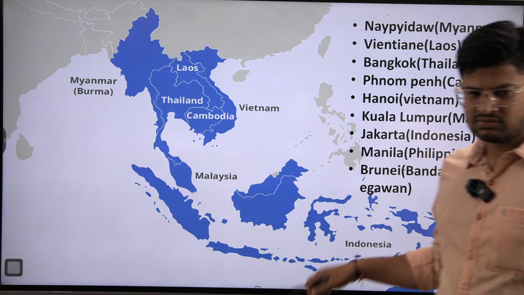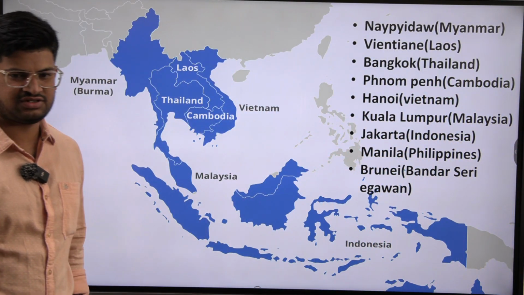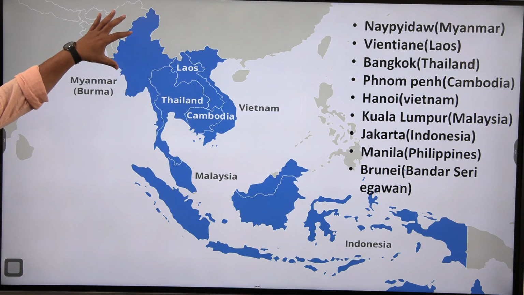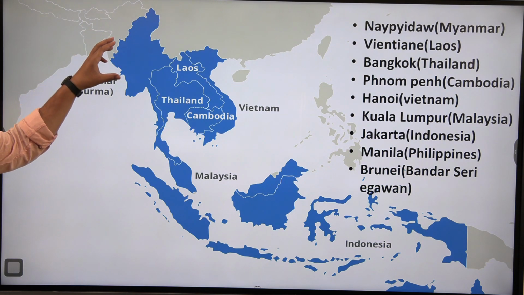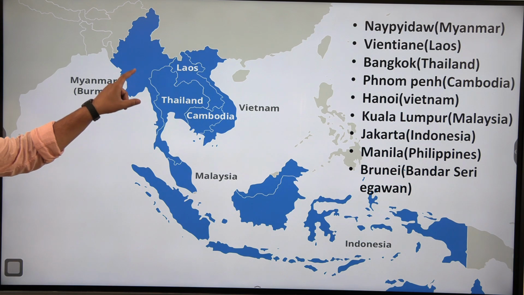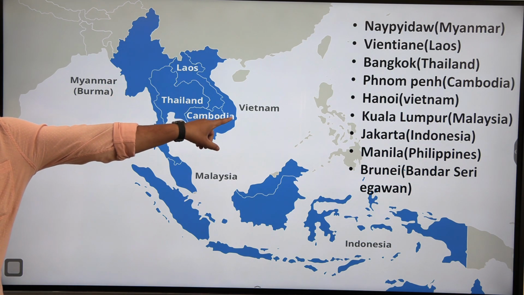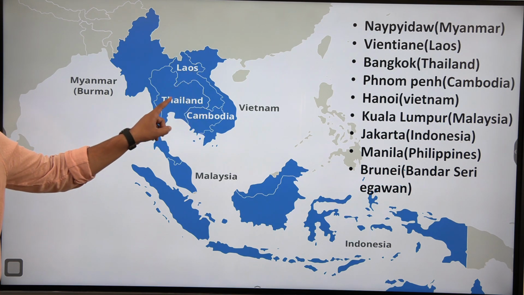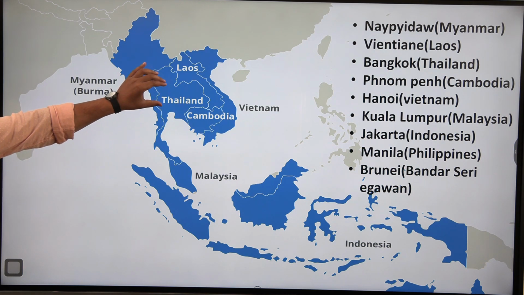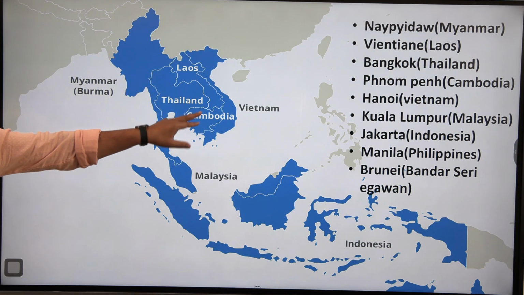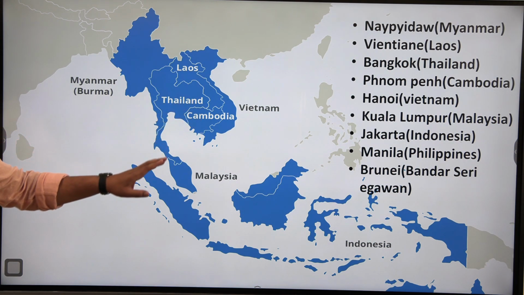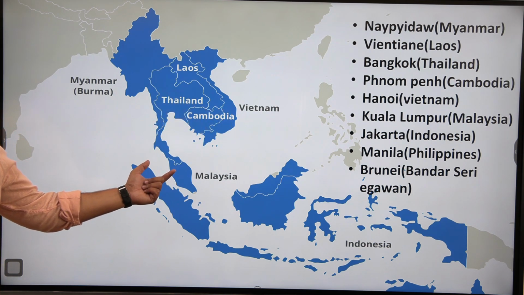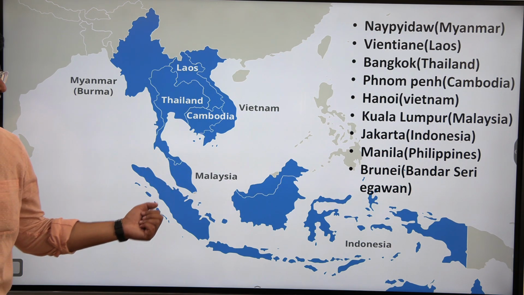Anyways, if you look at the Southeast Asian nations, this is Myanmar. The capital city of Myanmar is Naypyidaw. Then you have Laos, with Vientiane as its capital city. Then Bangkok is the capital city of Thailand. Then Phnom Penh is the capital city of Cambodia. Then Vietnam's capital city is Hanoi. Kuala Lumpur is the capital city of Malaysia.